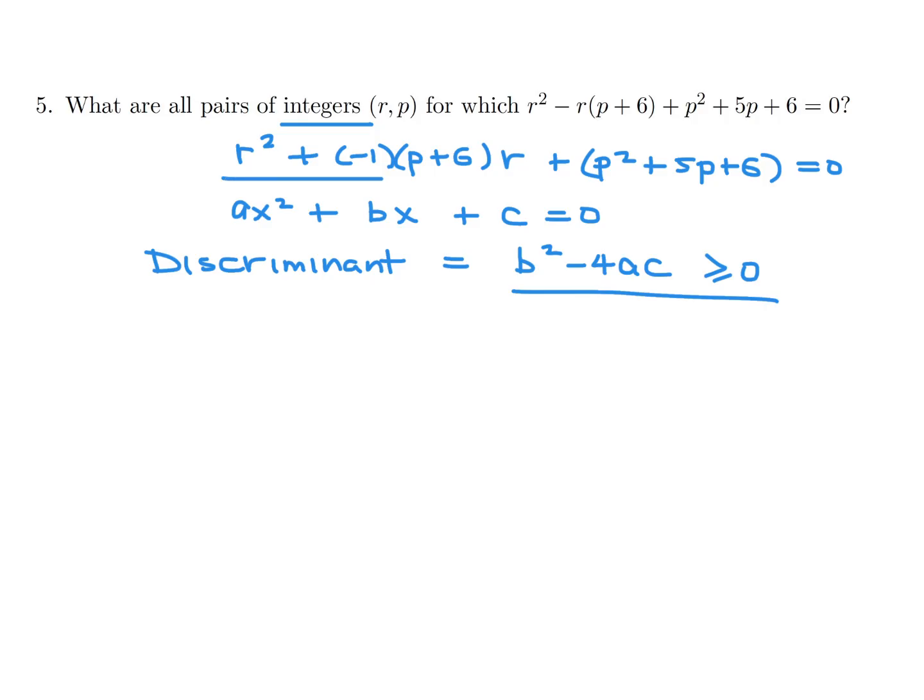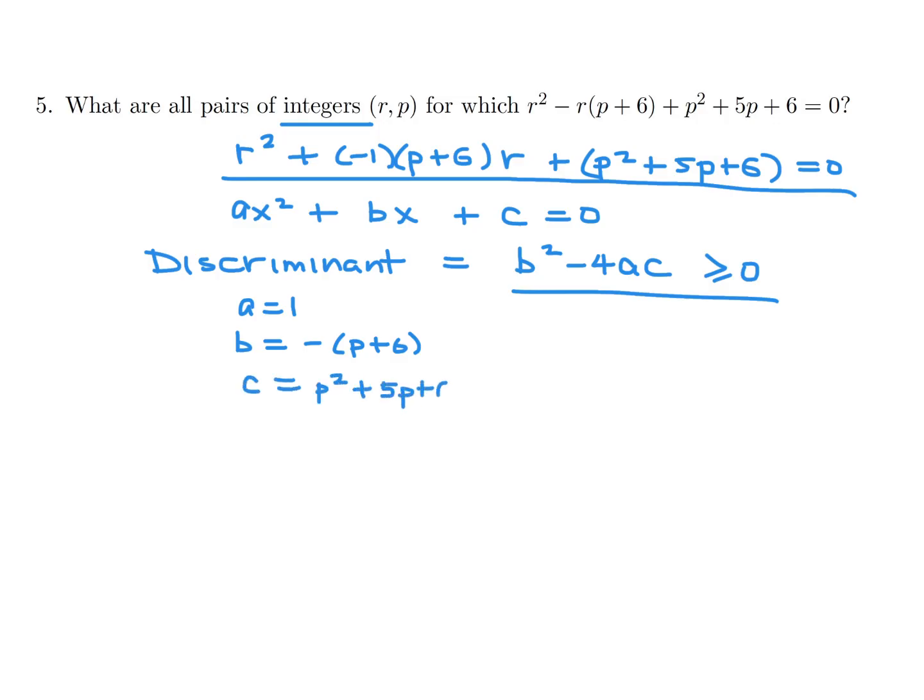So in this equation, what is my a, b, c? My a looks to me like 1. My b looks like this, negative (p plus 6). And the c is that whole big long thing, p squared plus 5p plus 6. So let's calculate the discriminant. Let's call it d for discriminant. So b squared minus 4ac would be minus (p plus 6) all squared minus 4 times (p squared plus 5p plus 6). Got it? Okay, so let's expand this.